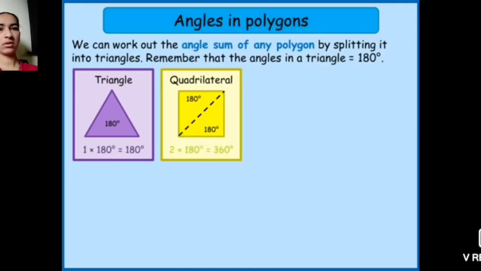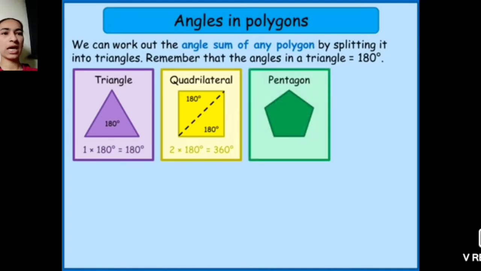Now the next topic is angles in polygon. How are we finding the angles in a polygon? Angle sum property is the next topic of your chapter. Now we can work out the angle sum property of a polygon by splitting it into triangles. Remember that the sum of angles in a triangle is 180. Now you can see in a triangle the addition of all angles is 180, but in a quadrilateral how many triangles will there be? 2. So the addition of all angles is 360.